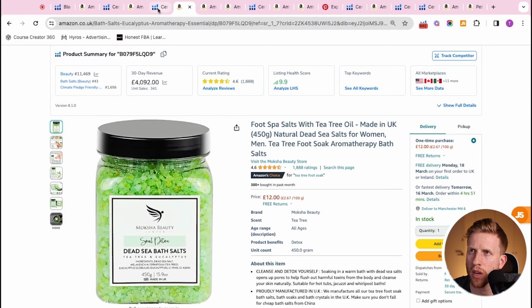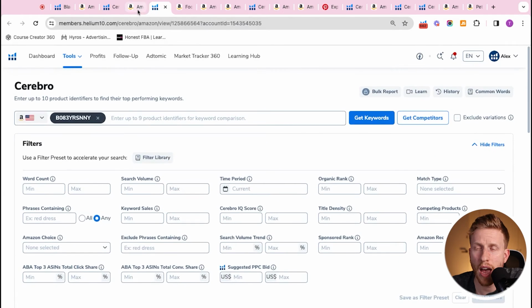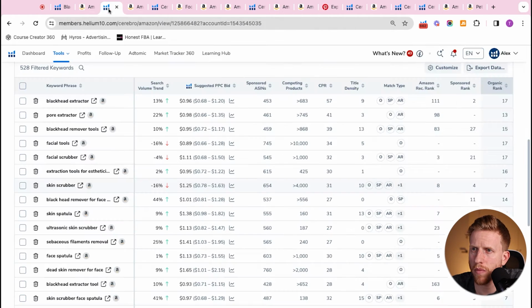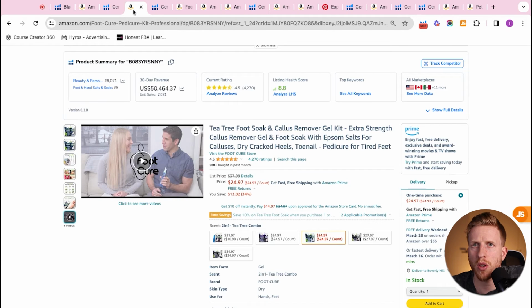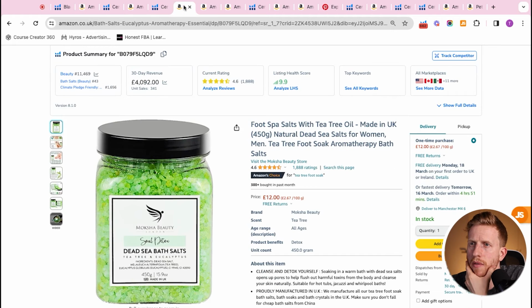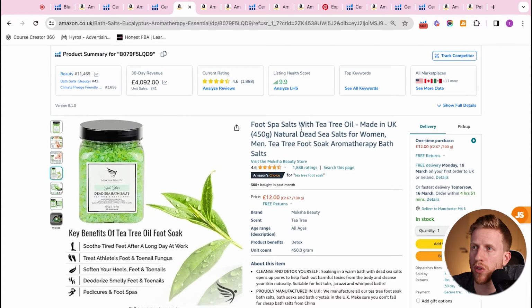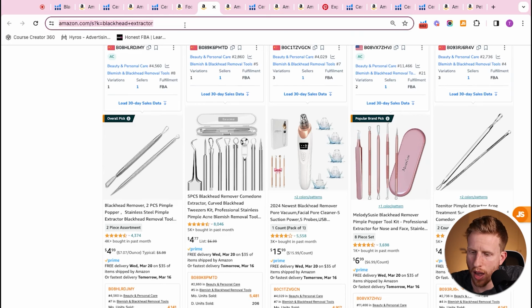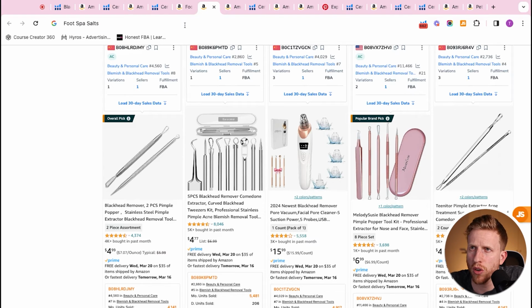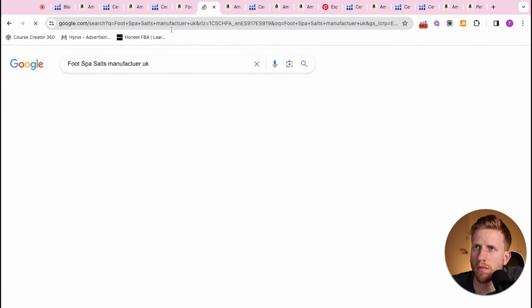A lot of people would tell you, like I said, to not look at these products. But I like stuff like that because I just think there's a lot of opportunity. And if you can get these products that people buy every single month, then it's great. So if I was looking to look further into this, foot spa sea salts with tea tree oil, foot spa salt, what I would do is literally just come to Google and search foot spa salts manufacturer. And let's go UK, right?